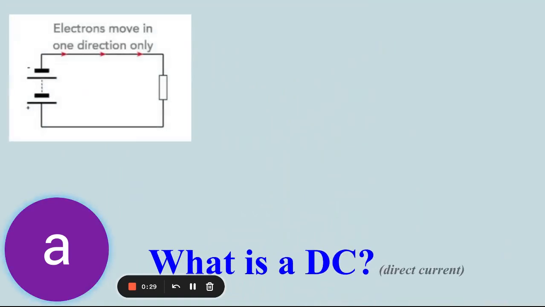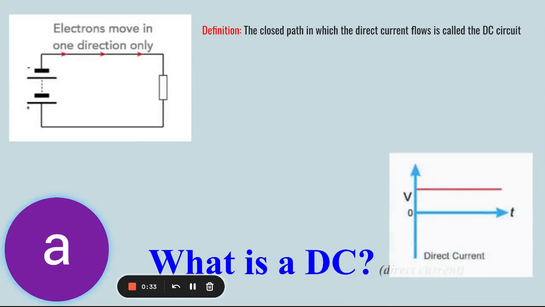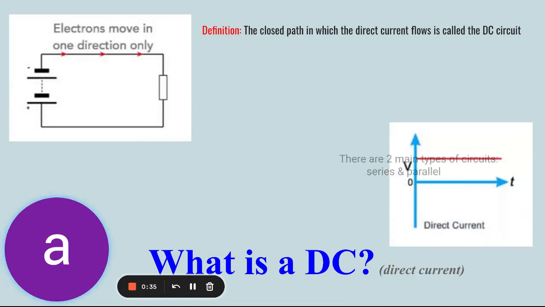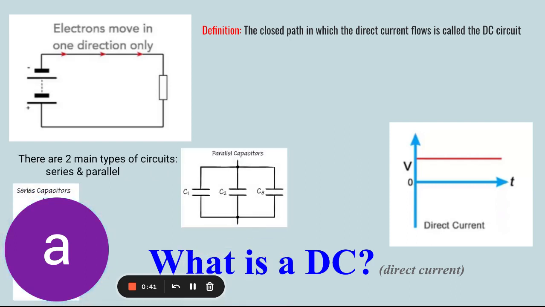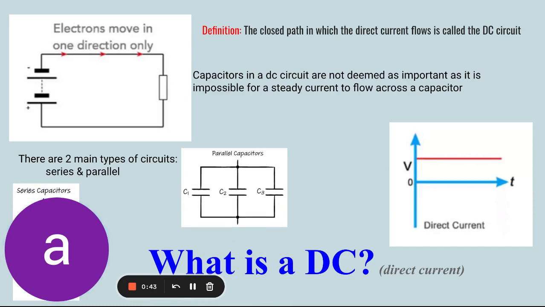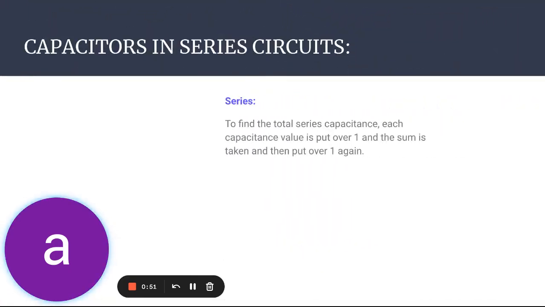What is a DC, also known as direct current? By definition, it is a closed path in which the direct current flows, with electrons moving in one direction only. There are two main types of circuits, series and parallel circuits. Capacitors in a DC circuit are not deemed as important as it is impossible for a steady current to flow across a capacitor.